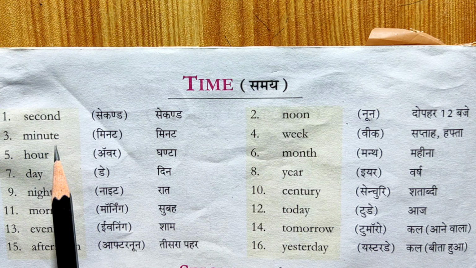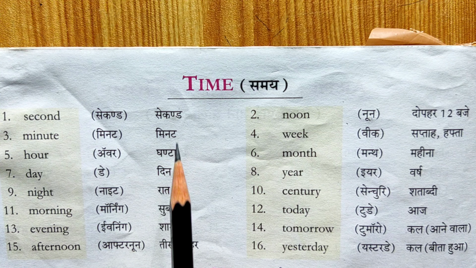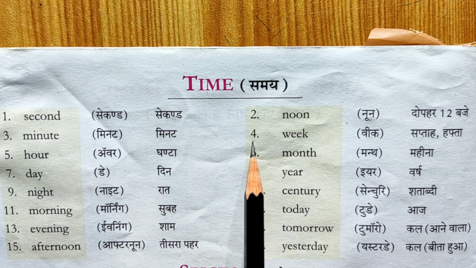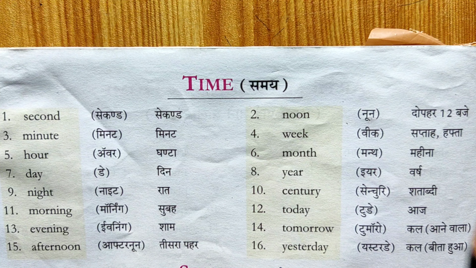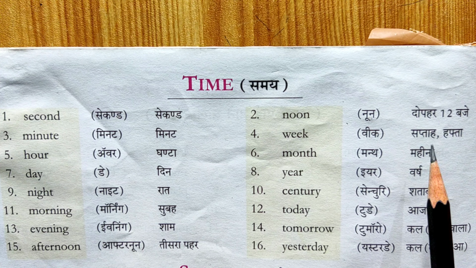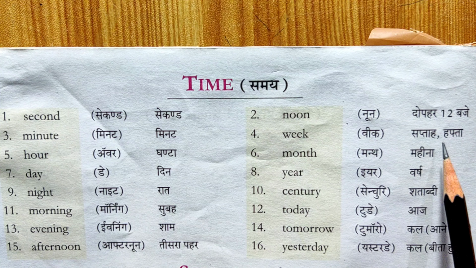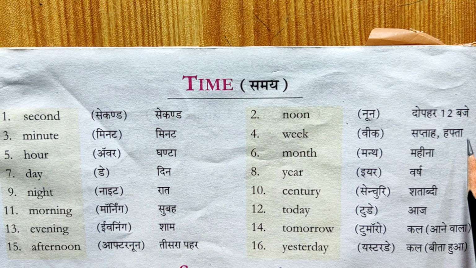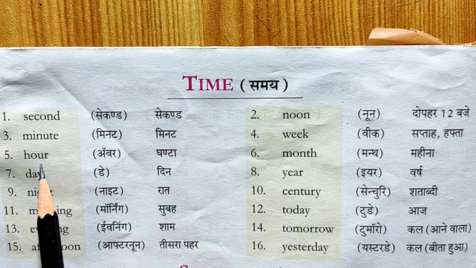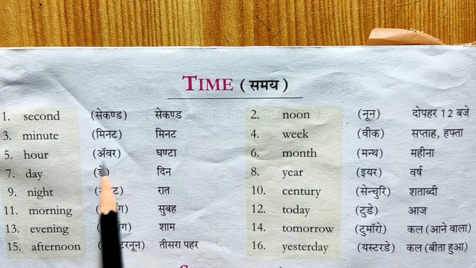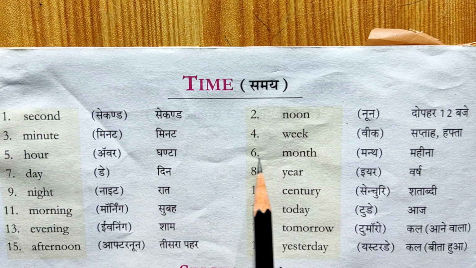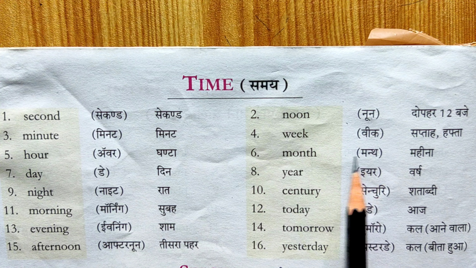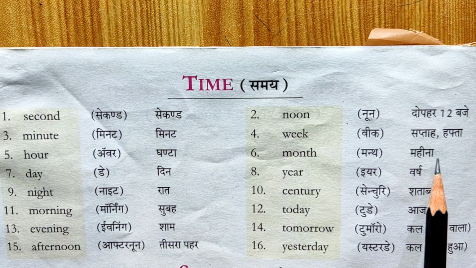Number third, minute. In Hindi also we call it minute. Number four, week. In English, week, and week meaning in Hindi, we call it saptah या फिर हफ्ता. Number five, hour. In English, hour, and Hindi we call it घंटा. Number six, month, and Hindi महीना.